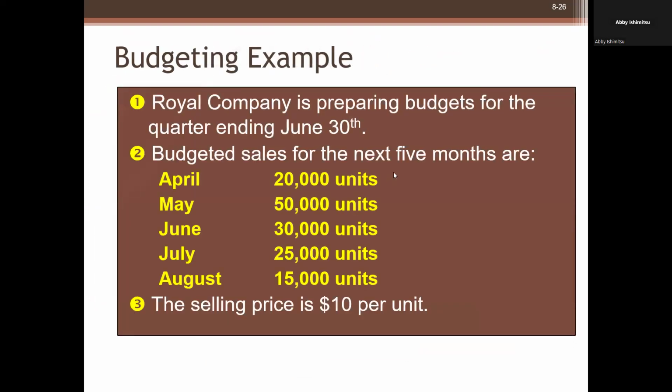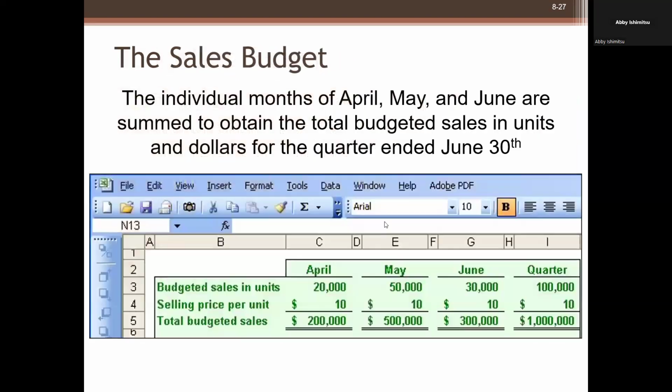And so the way this all worked was our course pack and our PowerPoint have these prompts, and then our course pack has the spreadsheet with no numbers in, and in class we put in the numbers. So here's the company, Royal, and they make cheesecakes, and their selling price is $10 each. And here's the forecasted, the budgeted sales for the next 5 months.